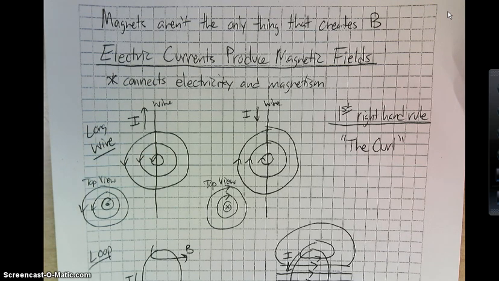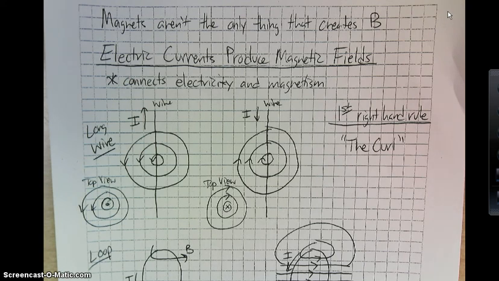Alright, so my last video was all about magnets and how they create magnetic fields. This particular video is going to be about electrical currents producing magnetic fields. So the very first statement up there says magnets aren't the only thing that can actually create a magnetic field. The electrical currents themselves can produce a magnetic field. So this is one of the connections between electricity and magnetism.